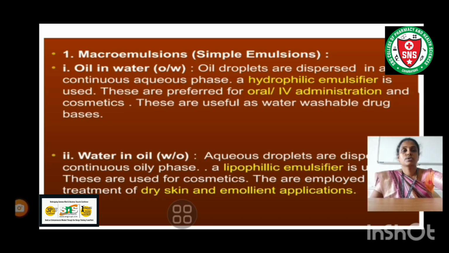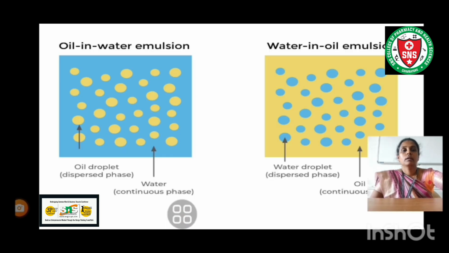Then the difference between oil in water and water in oil emulsion is represented diagrammatically here. The yellow droplets are oil, the dispersed phase, and the blue continuous phase is water. So first is the oil in water emulsion. Then coming to the next picture, which is the water in oil emulsion. Here water is the dispersed phase and oil is the continuous phase.